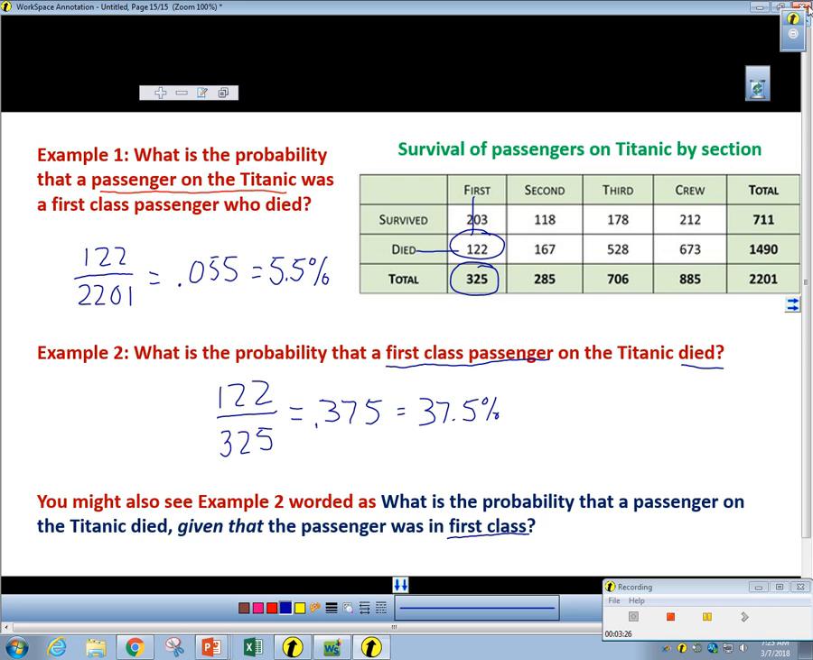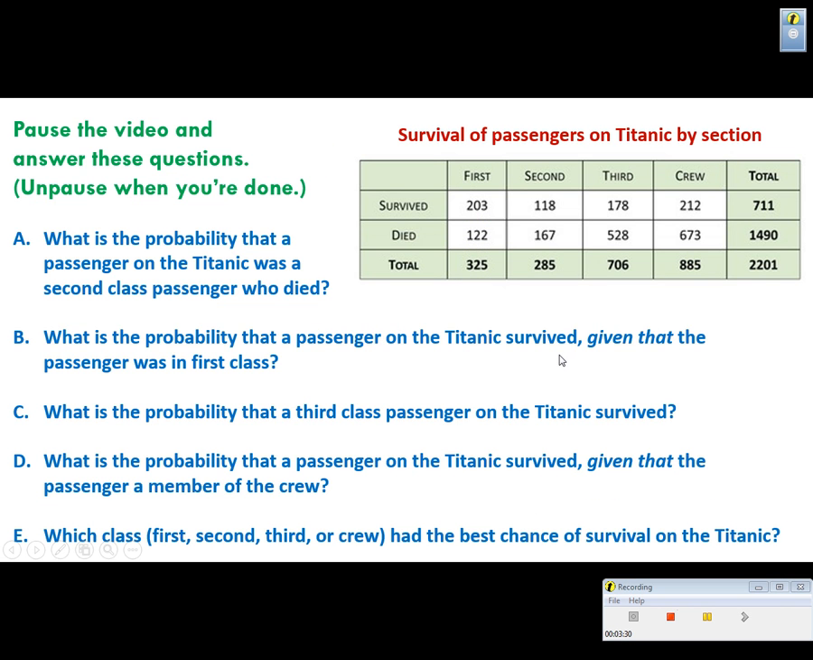So let's look at some problems here. Here's the first set of problems. There's 5 of them. I would like you to pause the video here and work these out. Write the answers down on your paper. Make sure to write it in all 3 forms, fraction, decimal, and percent.